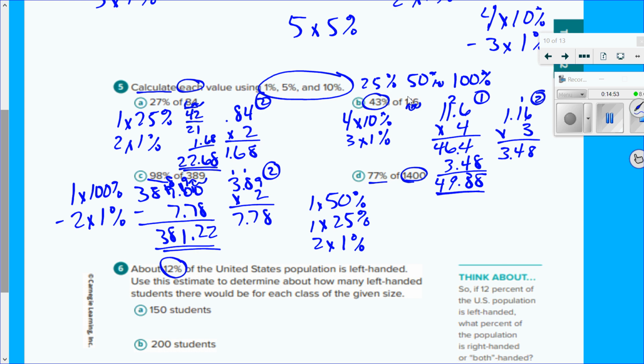Because 50% is easy. I'm just taking half of the number. Then 25%, I'm taking half of that benchmark, gives me 350. And then 1%, I move it over twice, is 14. So 2 of those is going to be 28. And then I just put them all together.